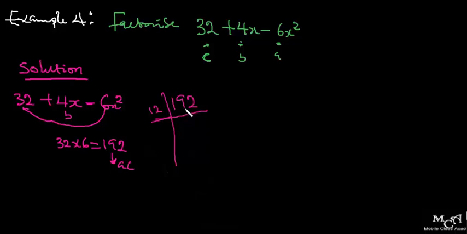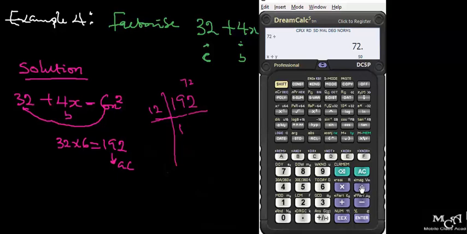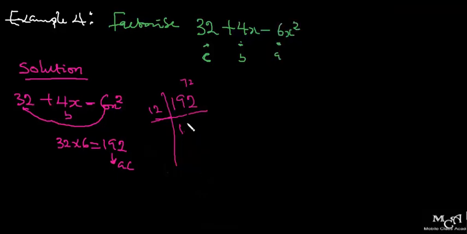12 goes here 1. What are we left with? 72. Let's check our calculator. 72 divided by 12. So we have 6. So this is 6. We are looking at two numbers. So 12 times 16 will give me what? 192, right? Good. If we add 12 plus 16, what will it give me? It's going to give me 28, right?